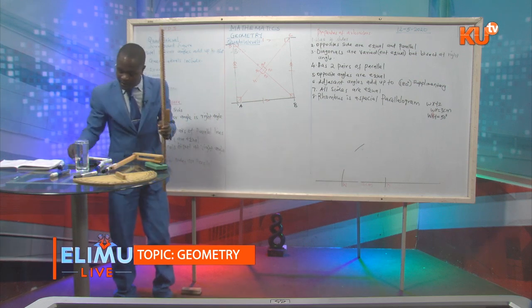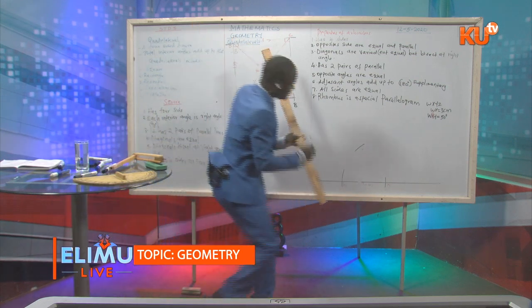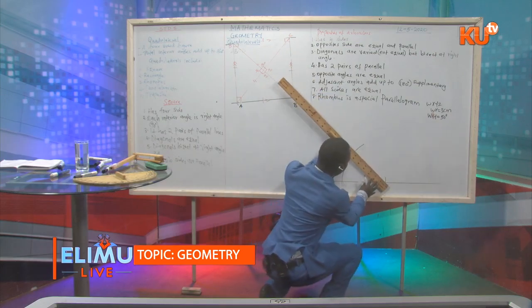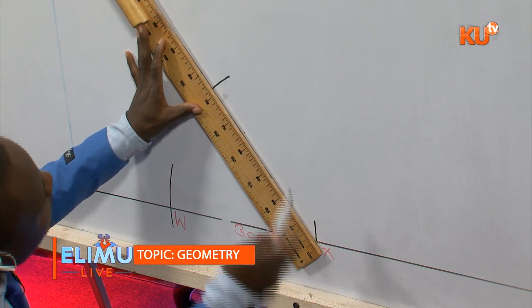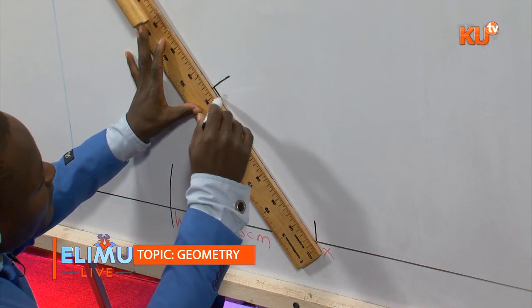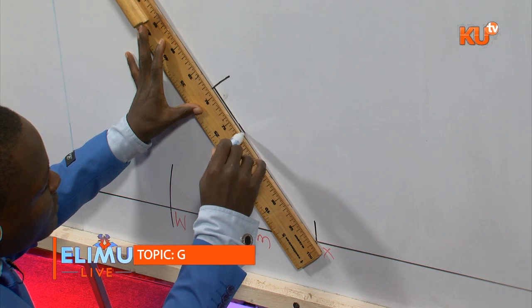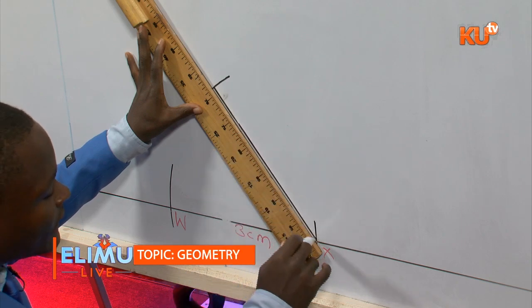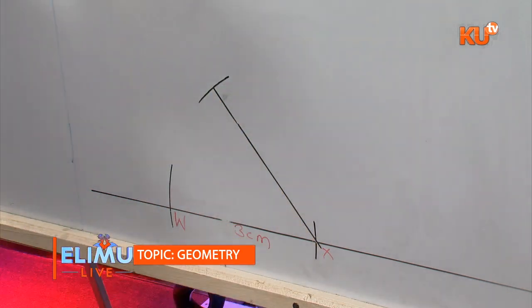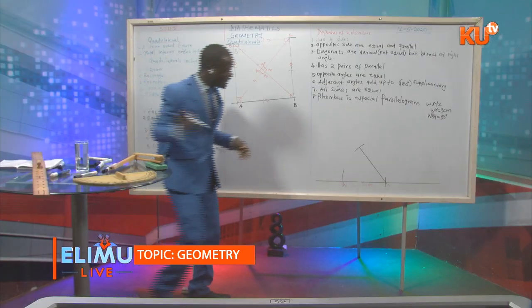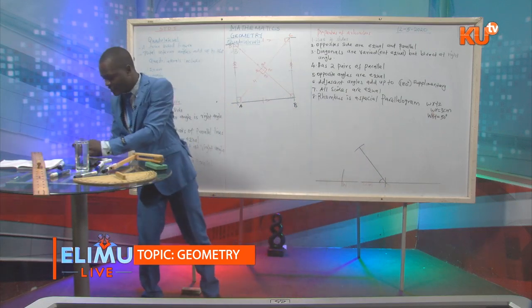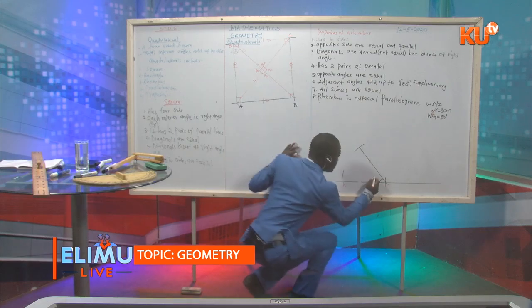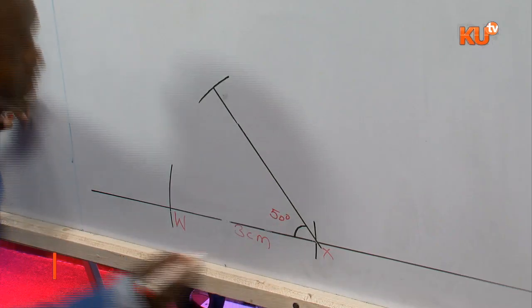So I come here using a ruler. So I draw the line, make sure that it passes through the dot and also it reaches where the arc was. So this angle here is 50 degrees. That angle there is 50 degrees. So you indicate 50 degrees.